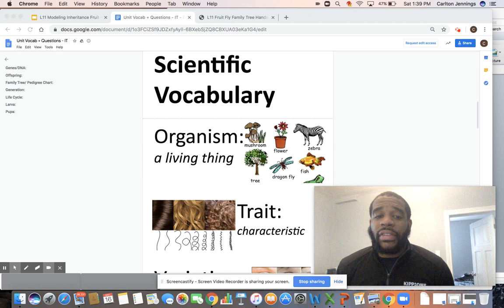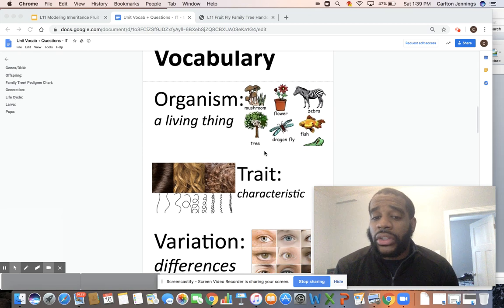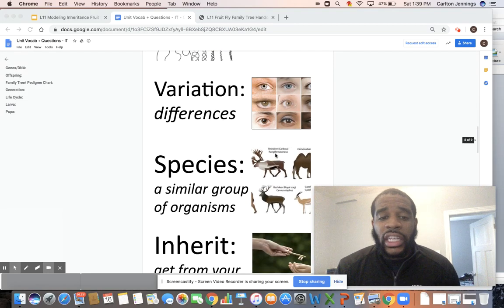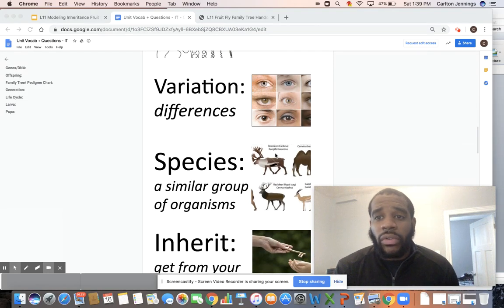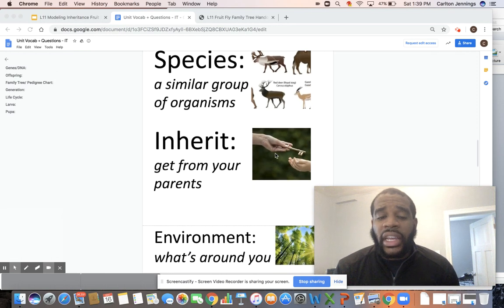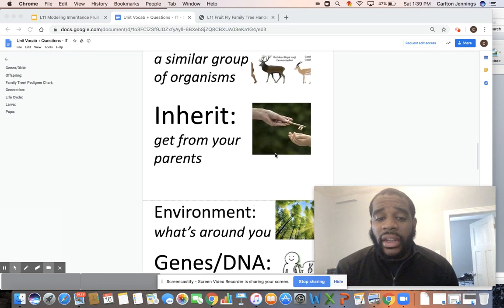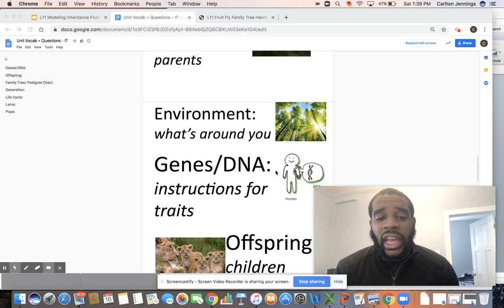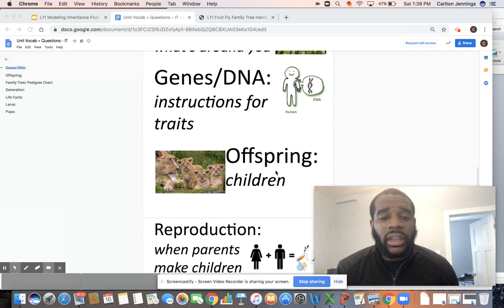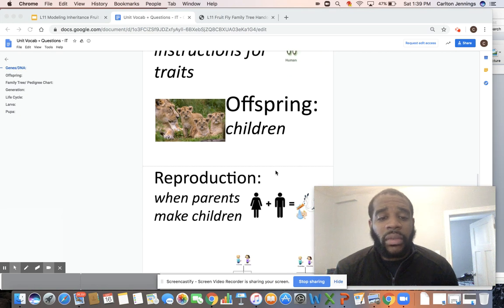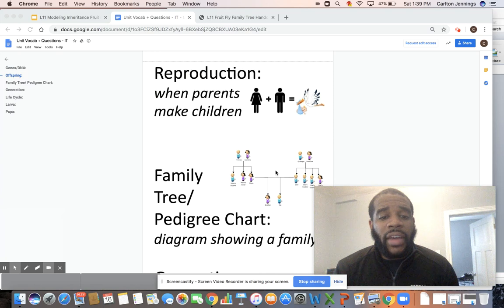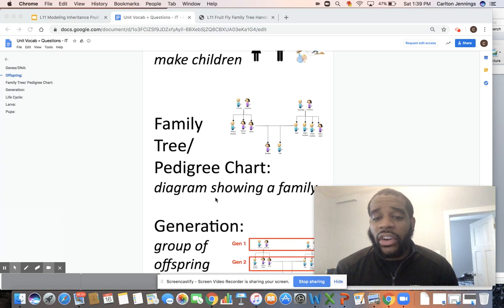So this is our scientific vocabulary. Organisms are living things. Traits are characteristics. Variations are differences. Species is a similar group of organisms. Inherit is getting from your parents. Environment is what's around you. Genes or DNA are instructions for traits. Offspring are children. Reproduction is when parents make children. A family tree or pedigree chart is a diagram showing a family.